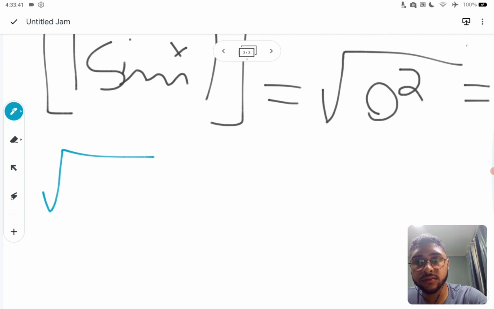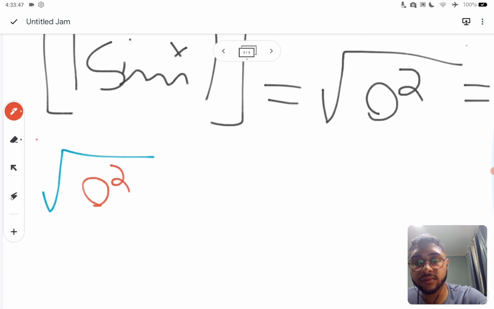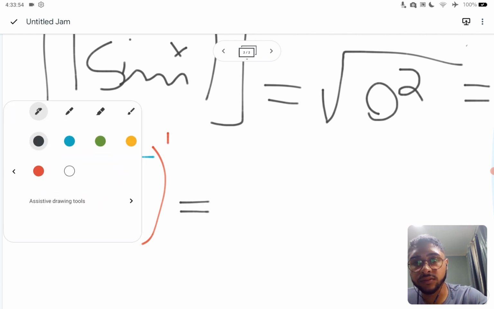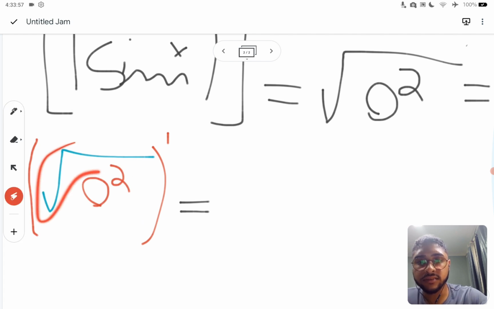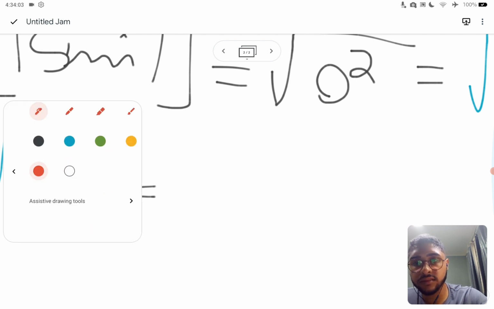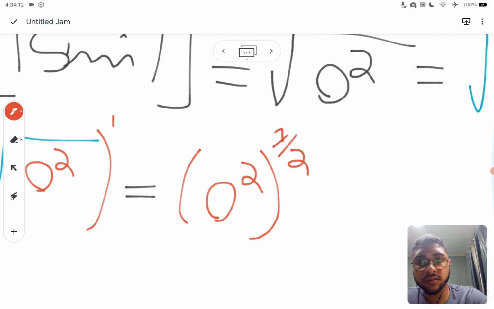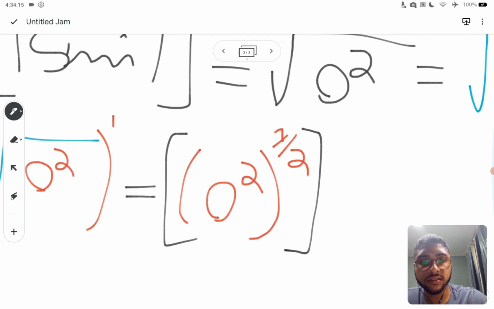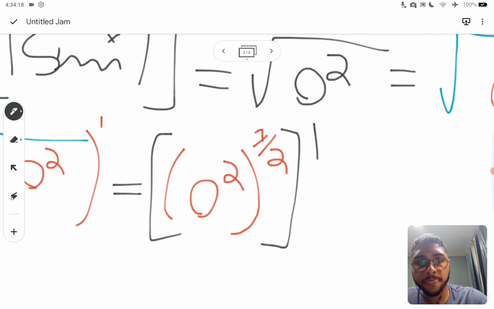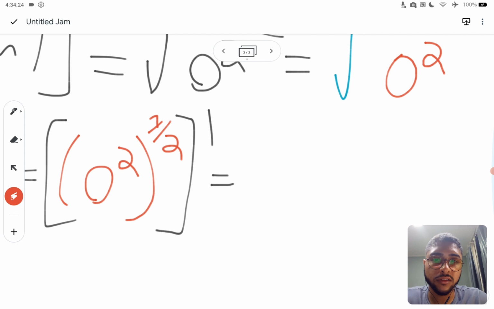The derivative of the square root of a squared: we can rewrite this square root as a power, so it will be a squared elevated to 1 over 2, and we take the whole thing into the derivative. Okay, it's more clear now of what we are going to do.